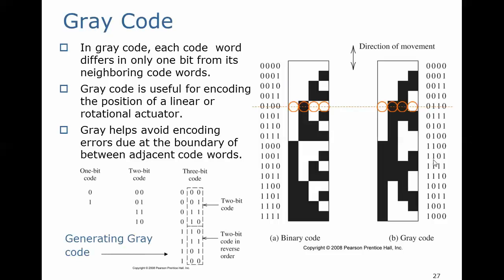Okay, now how do we make gray code? Here is 1-bit gray code, it's just 0 and 1. 2-bit gray code is 0, 1, and then we reverse the next 2. So instead of 10, 11, we go 11, 10.